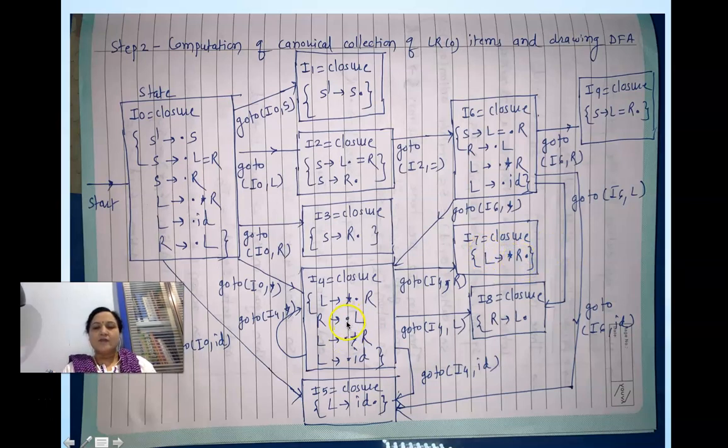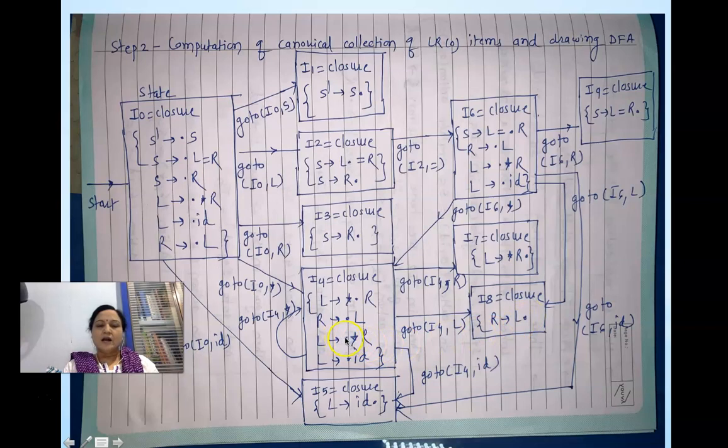Now again after the dot here L is there, so we take a transition on L. So go to I4 comma L. I am going to get I8 as a new state, which is the closure of R tends to L dot, the dot getting shifted after L. So this is again a complete item. So further expansion of the closure is not possible.